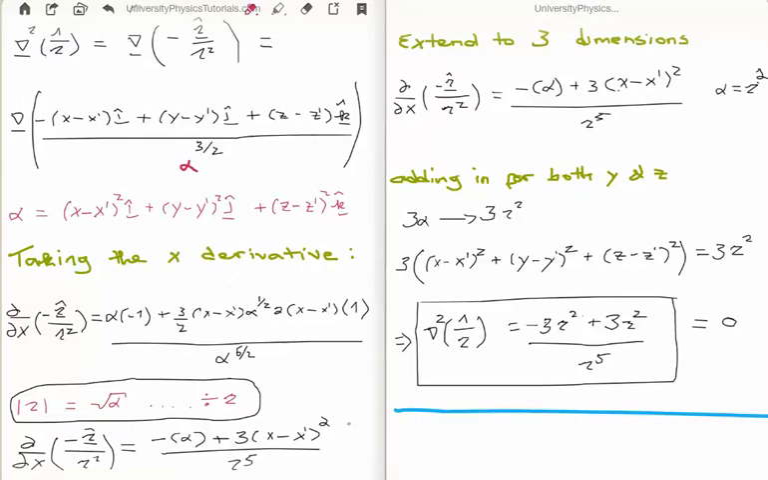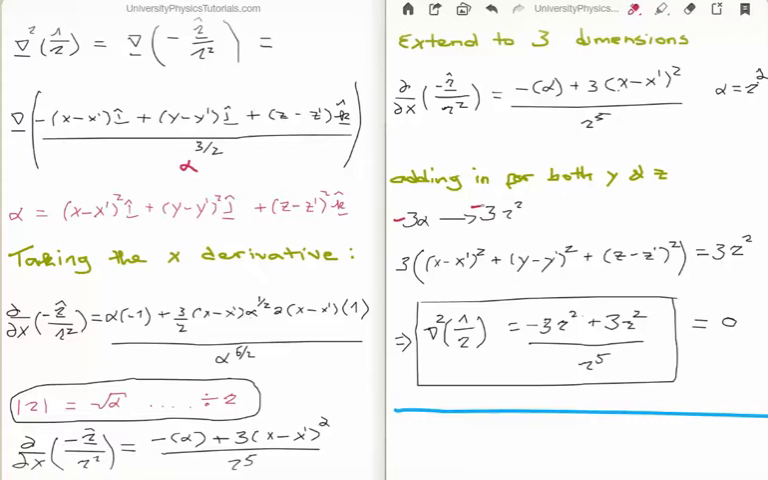This results in the partial with respect to x being equal to the expression at the bottom left of your screen. So we have minus alpha plus 3 times x minus x prime squared, divided by the magnitude of the separation vector to the 5th power. Now I'd like to extend this result into 3 dimensions. Note, by the way, that if we extend to 3 dimensions, we're going to get minus alpha 3 times. So we're going to have minus 3 alpha. And plugging in for what that means in terms of the magnitude of the separation vector, we're going to have minus 3 times the square of the magnitude of the separation vector.